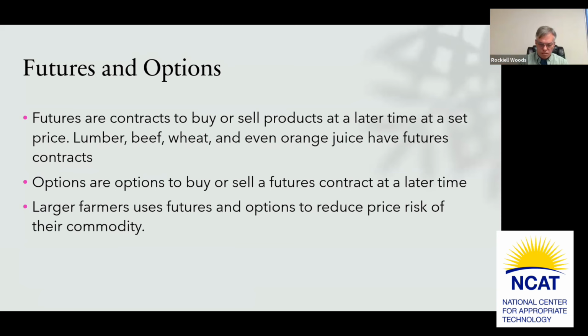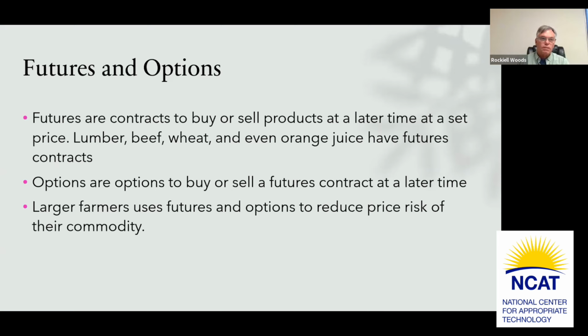Some examples of products that have futures contracts: lumber has futures contracts. All the beef has futures. Wheat and all the grains, soybeans and corn. But in horticulture, orange juice, believe it or not, has futures contracts. I think those are going away if they haven't already, though, to be honest. But there aren't that many others in horticulture.